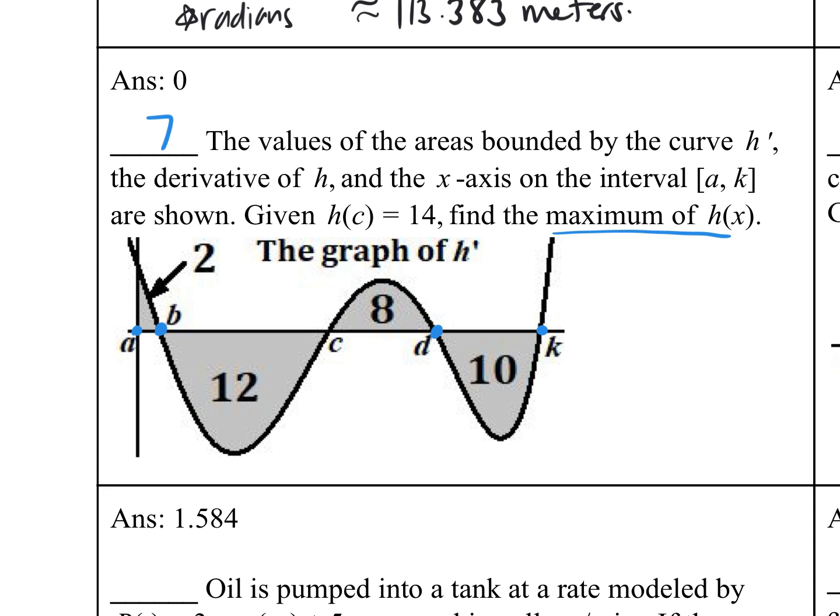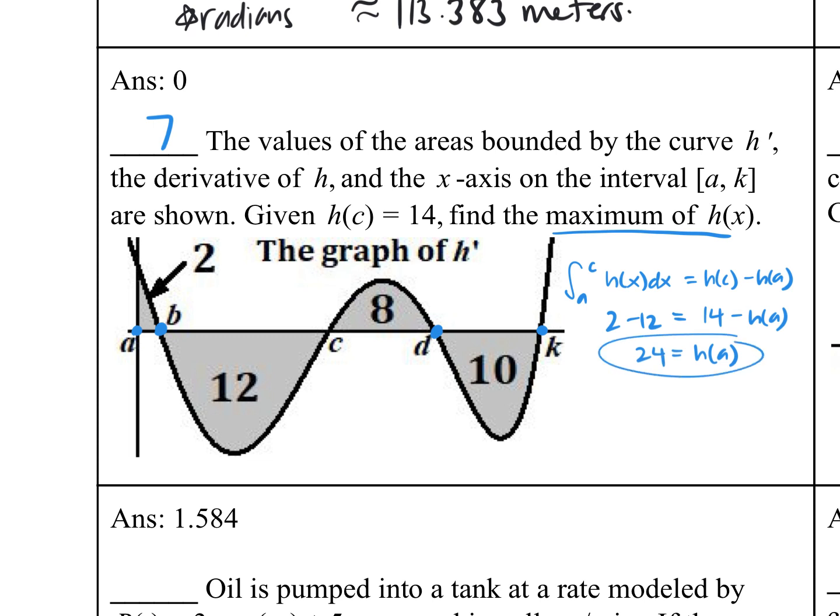So using that same sort of process, we can look at the integral from a to c of h of x, or sorry, h prime of x is actually really what I should have been putting. And that's going to be equal to h of c minus h of a. So if I look from a to c, I'm going to have 2 minus 12 is equal to 14 minus h of a. So I'm going to end up with the same thing. H of a is equal to 24 again. Okay? So currently h of a being 24 is larger than h of c being 14. So currently a is our maximum.